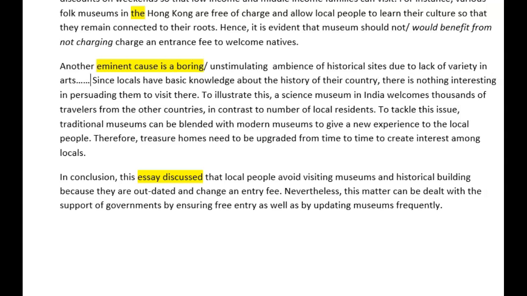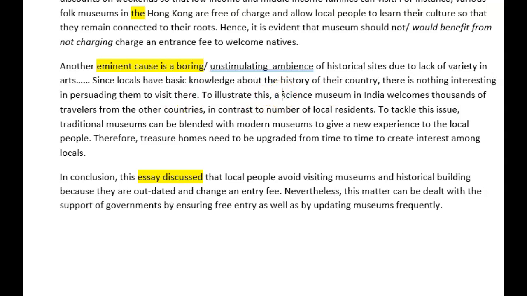"Since locals have a basic knowledge about the history of their country, there is nothing interesting." Okay, "there is no incentive for them to visit these galleries" or these institutions, you could say. Okay, use the word incentive. "To illustrate this, a science museum in" where? In Delhi, maybe? Let's be more precise. "Welcomes thousands." Okay, let's start with although.